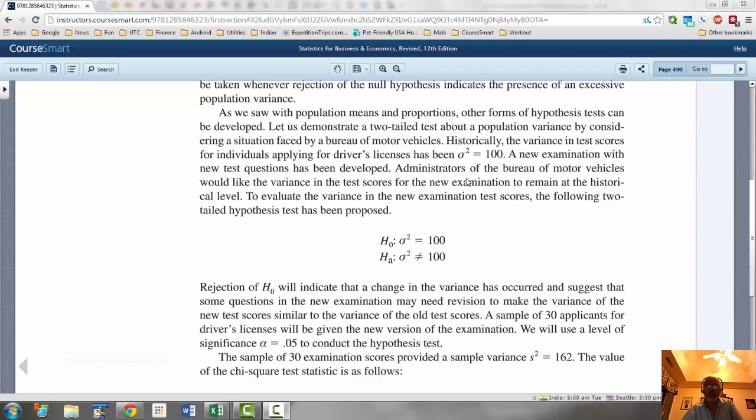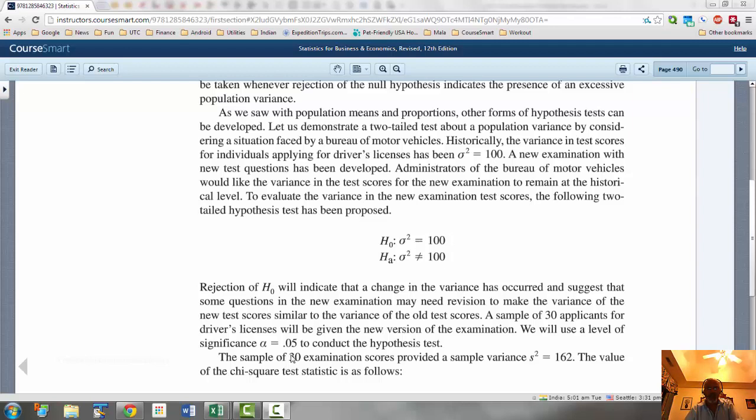Now let's look at one more example, and this time we're going to look at a two-tailed test. Here we have a driver's license test, a DMV test, and they are now considering a new test. They want to make sure that the variance of scores that applicants score is similar to what they had previously in the old test. The old test variance was 100, so now they want to test whether the new test also has variance about 100, or is it different.